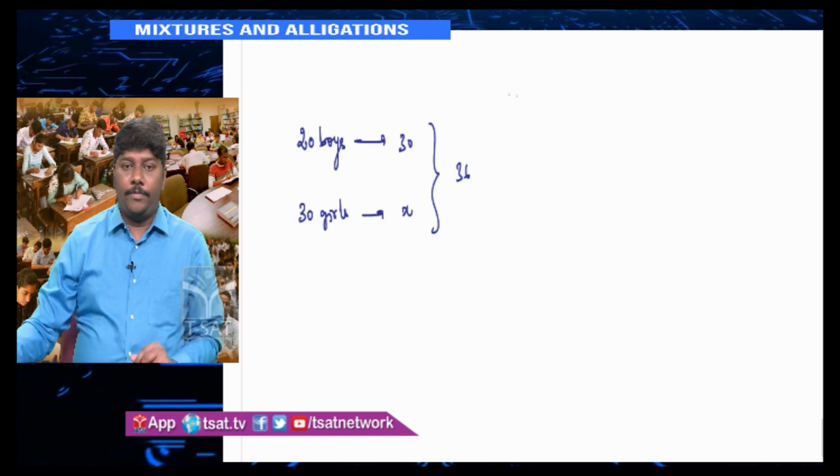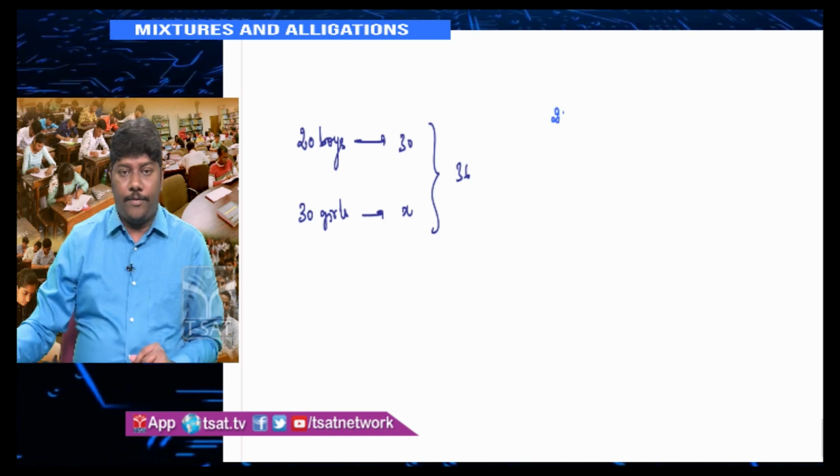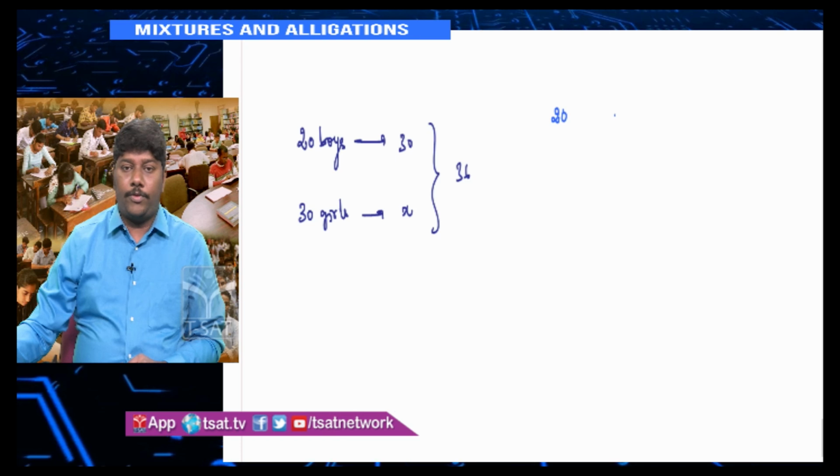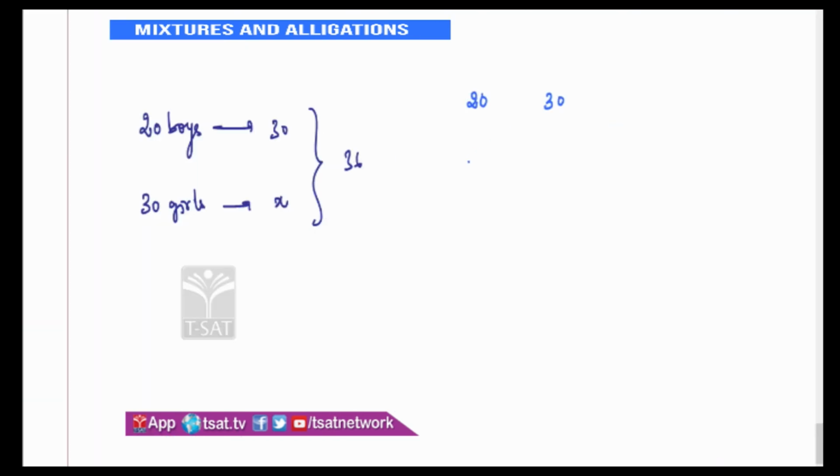So what do we do here? We'll try to use the formula N1 D1 = N2 D2, with 20 and 30. First case, the average of 20 boys is 30. This is x. Now the combined average is 36. Now what is missing? Here I can clearly say A2 is missing. I want the average of the second group. If any of these four are missing, you can always find it by using the formula N1 D1 = N2 D2.